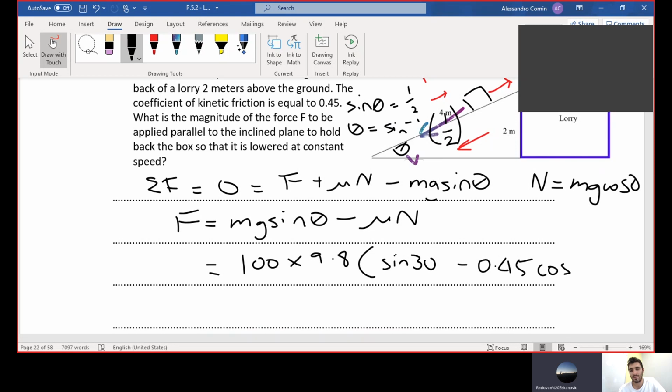Well, that's pretty easy. And then that's going to be cos 30 as well. So all I did was factorize out the m and the g because I didn't want to write it out twice. So sine 30 minus 0.45 cos 30. And that is 108 newtons. Yeah. Okay.